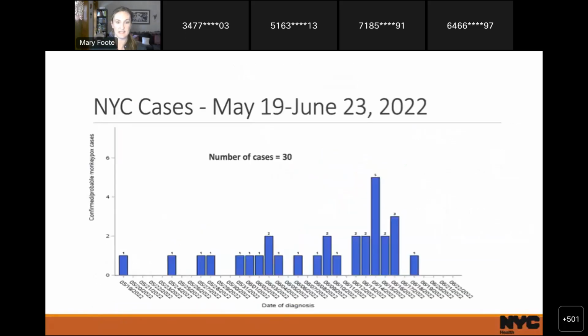And this is just an illustration of our epidemiology curve so far since mid-May when we identified our first case, and we have a total of 30 confirmed cases. Next slide.